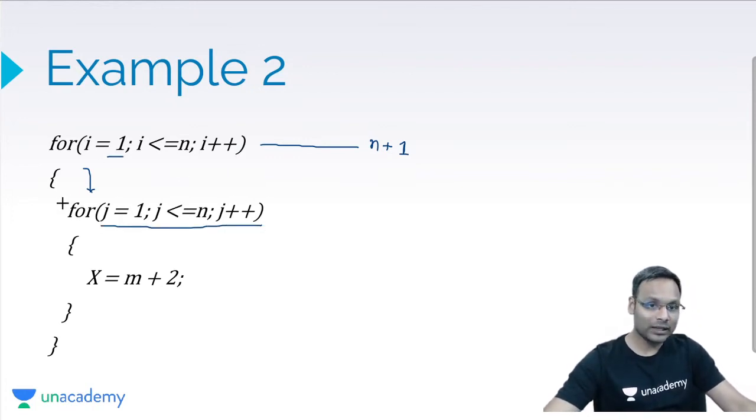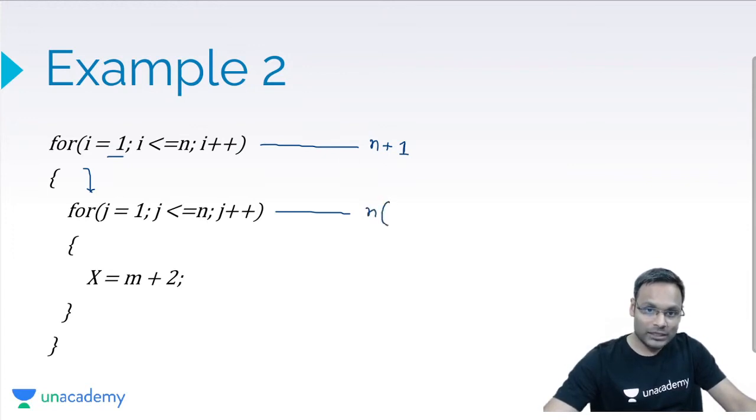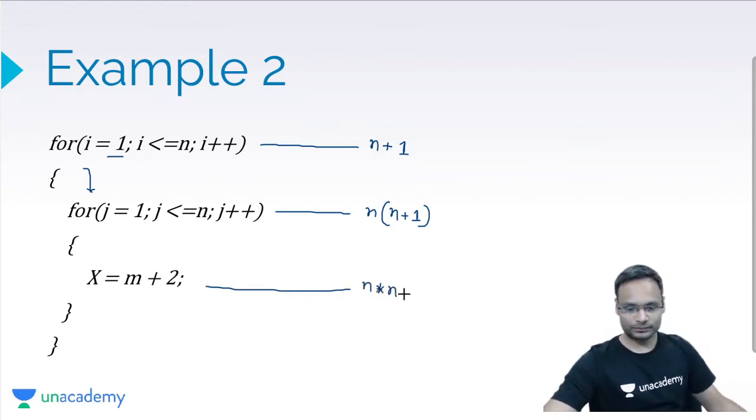For I equals 1, n plus 1 times; I equals 2, n plus 1 times; I equals 3, n plus 1 times. So how many times will this statement run? For n times you will go inside, and for every one of those n times you will be running this statement n plus 1 times. This statement you will run n times: the top condition is true n times, and the inner condition is true n times.